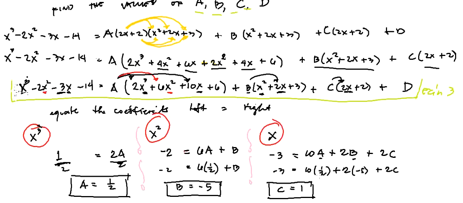So 10 divided by 2 is 5 plus 2 times negative 5. So we have 5 minus 10, so we have negative 5. Then if we move this negative 5 to the other side, we have plus 5. So we have plus 5 minus 3, we have positive 2. Then divide both sides by 2 to have c is equal to 1.